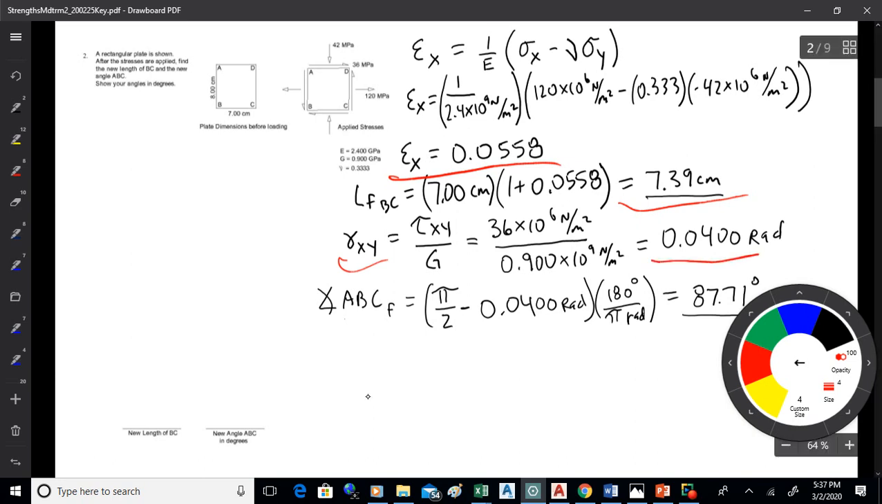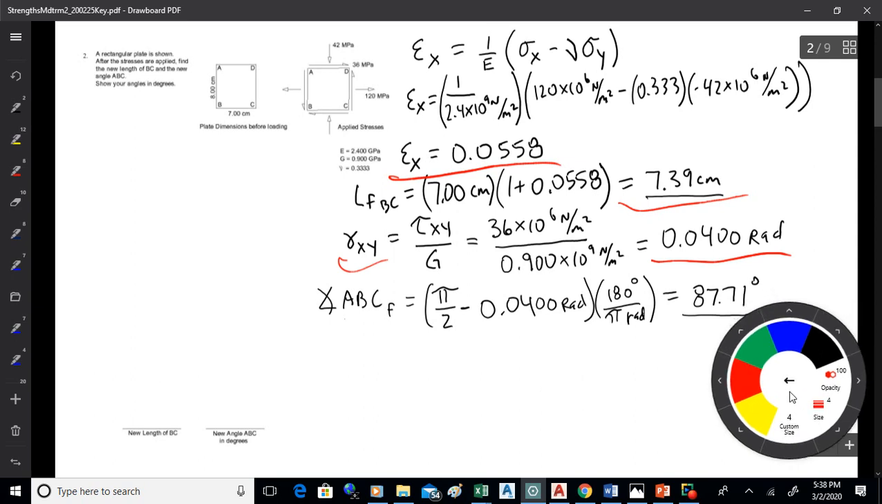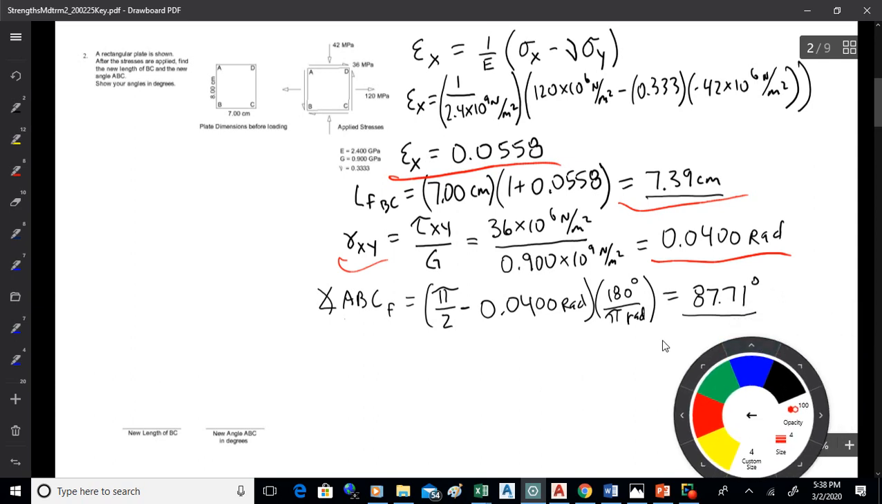To get the change in angle ABC, you find the shear strain, gamma xy, which is tau over G, 0.04 radians. That's a positive answer, so what you get out of that is a lessening angle for angle ABC. So the angle ABC starts off as a right angle, 90 degrees, which is pi over 2 radians. Subtract off the 0.04 shear strain, and then convert to degrees, you get 87.71 degrees.